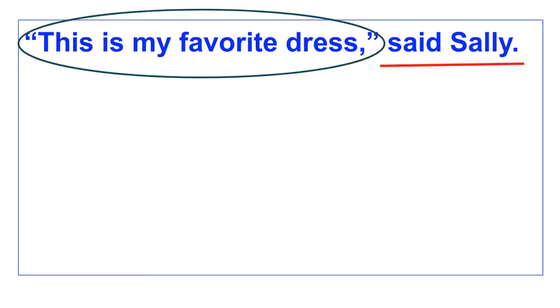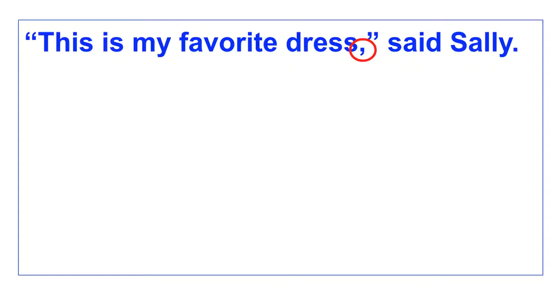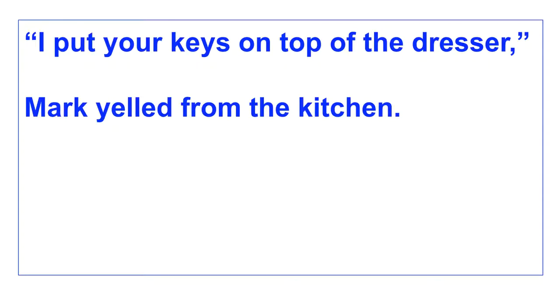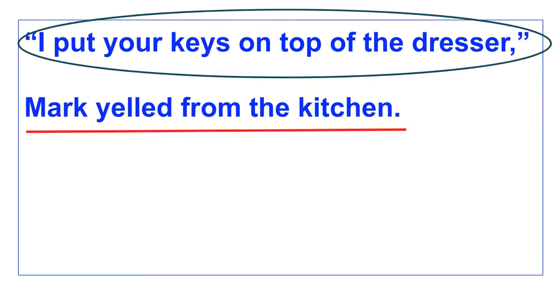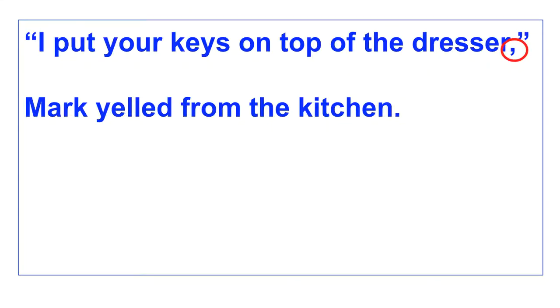Here's another example. "This is my favorite dress," said Sally. Just like the previous example, the dialogue tag comes after the dialogue, so you put a comma before the closing quotation. Another example is, "I put your keys on top of the dresser," Mark yelled from the kitchen. The dialogue tag comes after the dialogue, so there's a comma before the closing quotation mark.